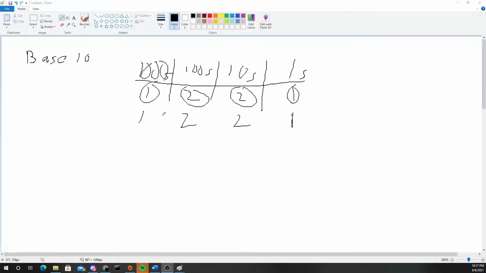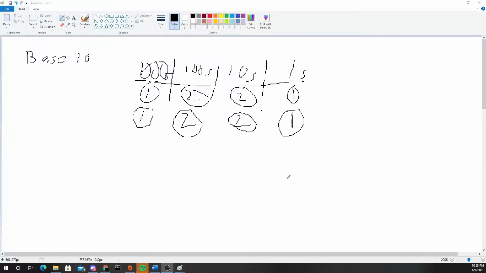So basically what our digits mean, for example our 1 here, we're saying that we have 1 of the ones place. This 2 here is saying we have 2 at the tens place, so we really have 20 here. This 2 is saying that we have 200, so we really have 200 here. And then this 1 is saying we have 1,000, so we just have 1,000 here.